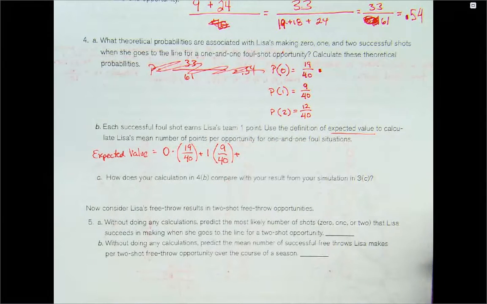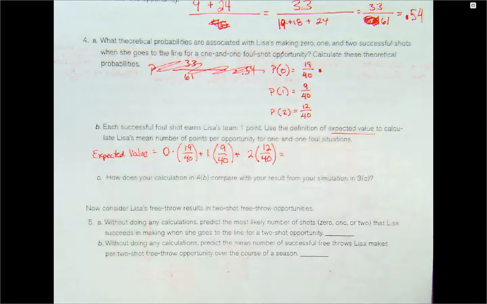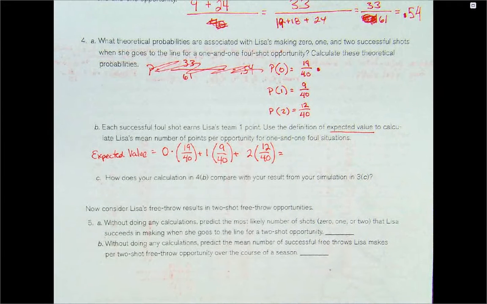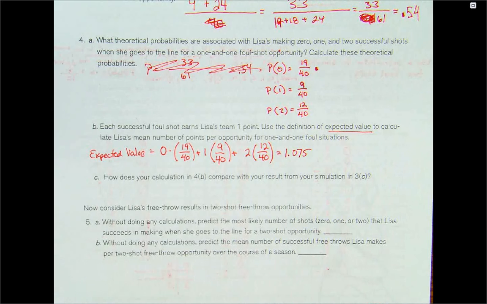And so you plug that into your calculator. And I ended up getting an expected value of 1.075. Yours might be totally different, and that's fine. It's 100% fine based on your situation.